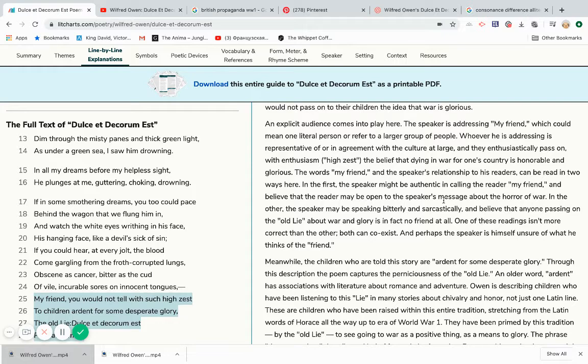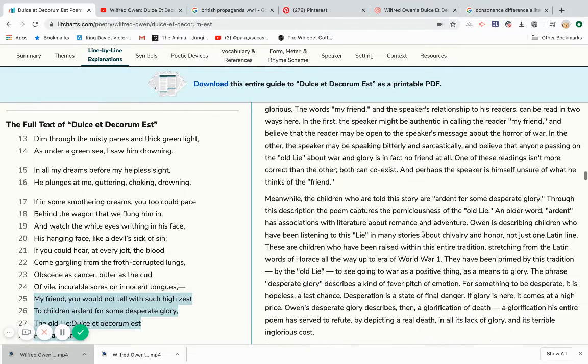In the other, the speaker may be speaking bitterly and sarcastically and believing that anyone passing on the old lie about war and glory is in fact no friend at all. One of these readings isn't more correct than the other. Both can coexist, and perhaps the speaker is himself unsure of what he thinks of the friend.